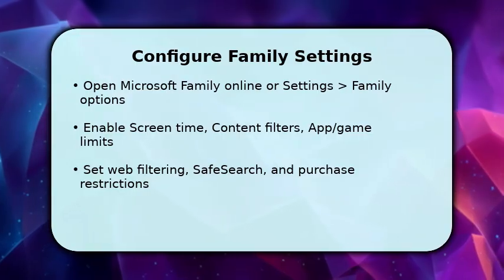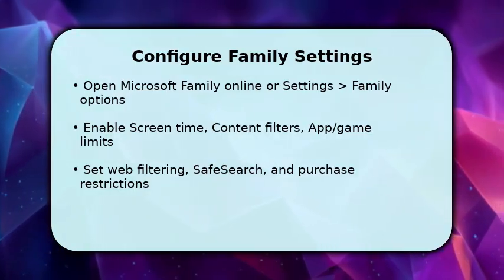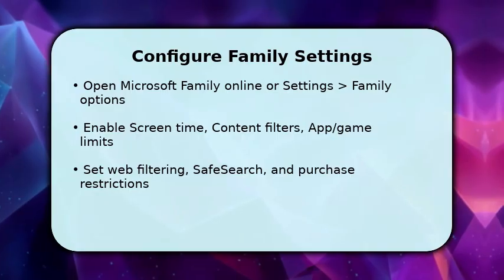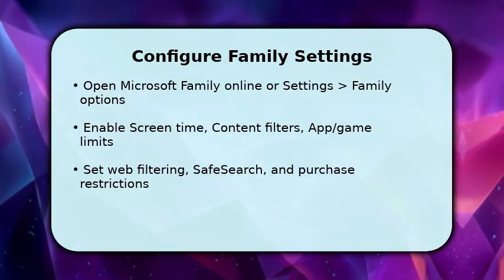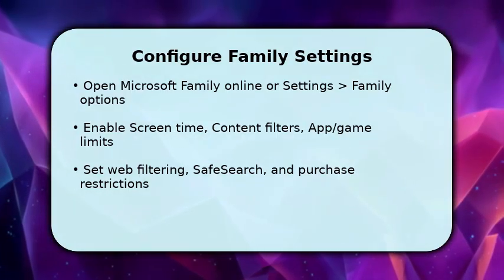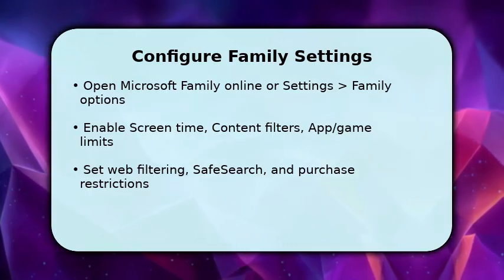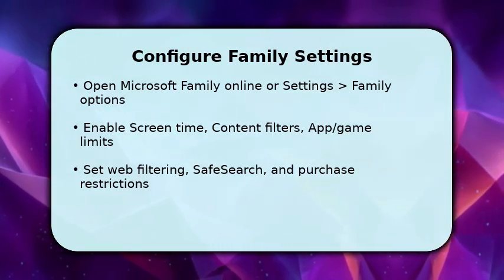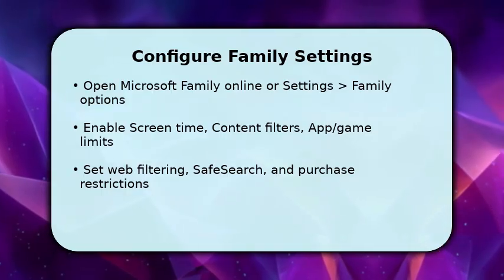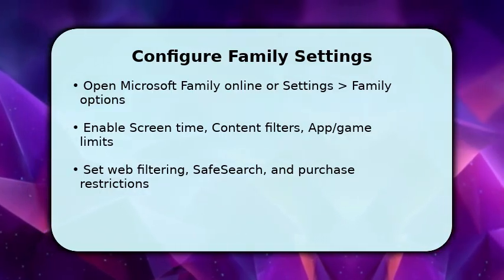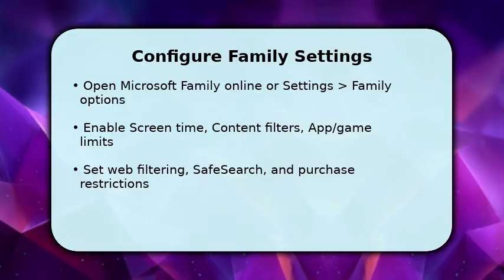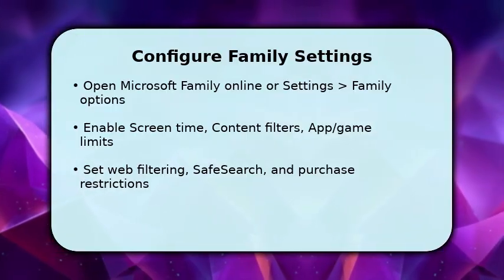Use the Family portal for granular rules that sync instantly. Start by enabling screen time and set allowed hours and limits per device or app. Then add app and game restrictions with age ratings. Next, configure content filters. Block inappropriate sites, enable safe search, and restrict purchases by requiring approval. These steps ensure safe browsing and controlled.